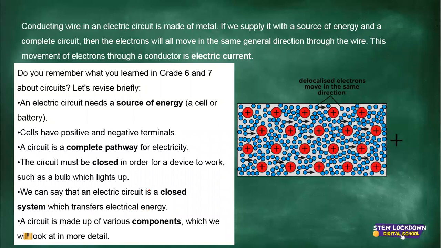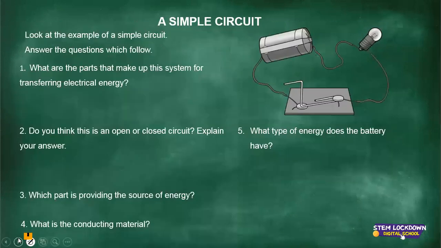So you get an electric circuit that is open, so that is your switch. When you put your switch off and you don't have lights in your room, that is an open circuit. But when you put your switch on in your room, that means you're closing the gap, and your light comes on. This means it is a closed system. So a circuit is made up of various components, which we'll look at in more detail. So we're going to look at what the components of a circuit are.